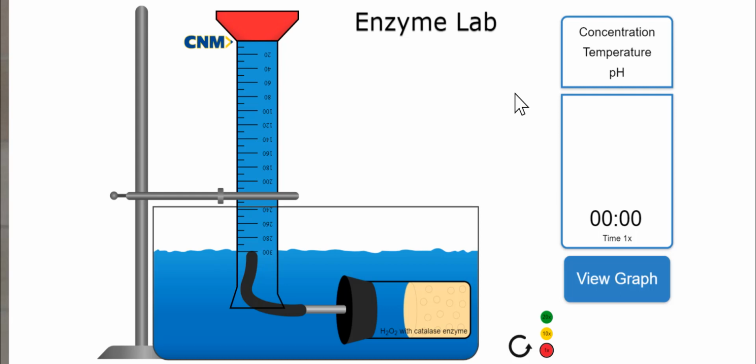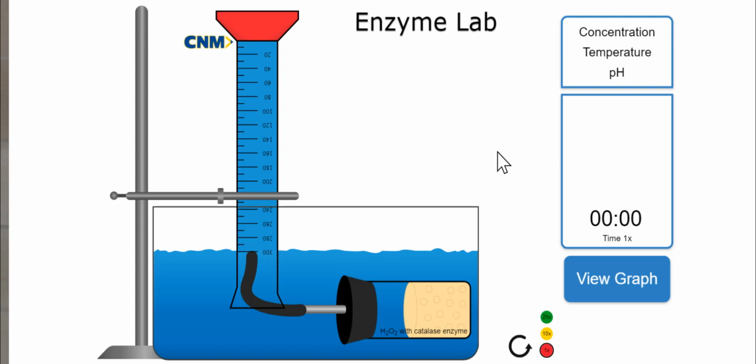Hi there, this is a quick help video for the Enzyme Lab. When you open it up, you'll see there's an upside down graduated cylinder. There's the reaction chamber, which contains hydrogen peroxide and the enzyme. And then you have different parameters you can set over here on the side.